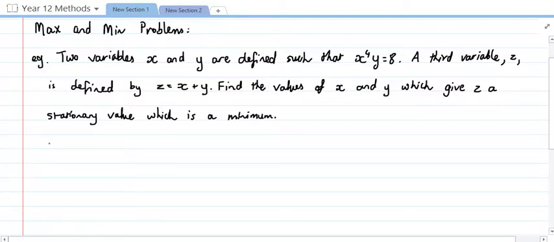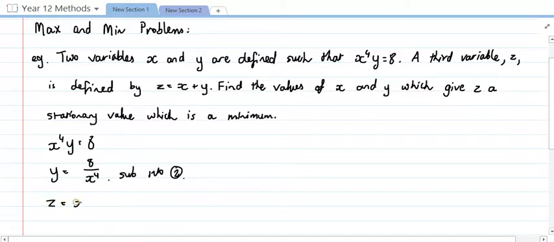So if we have x to the 4 y equals 8, I can get y in terms of x by just dividing by x to the 4 on both sides. So I get y equals 8 over x to the 4. And basically that's the y value which we're going to be using here in the second equation. So I'm just going to sub that into the second equation. So that means then that z is equal to x plus 8 over x to the power of 4.